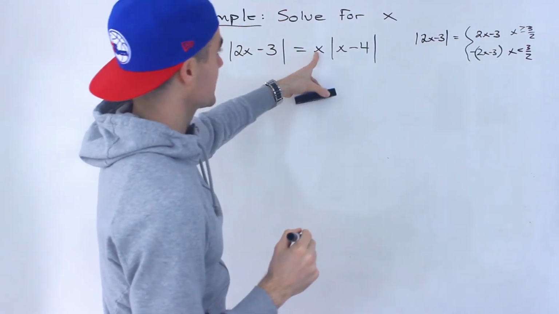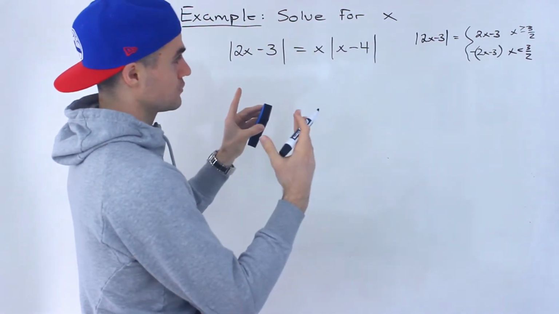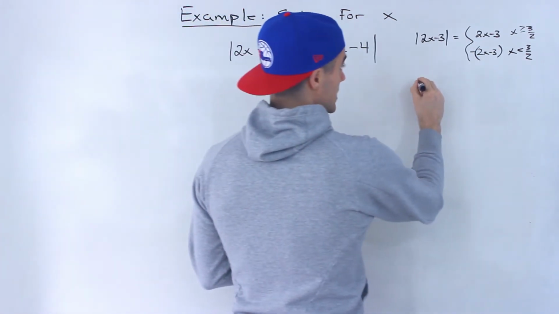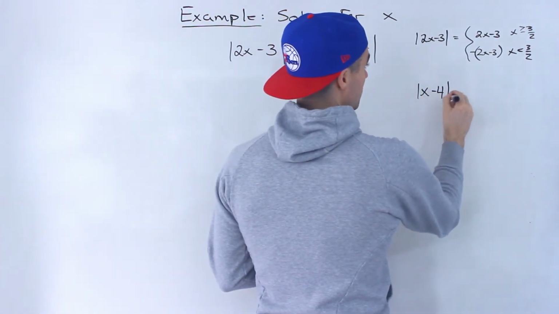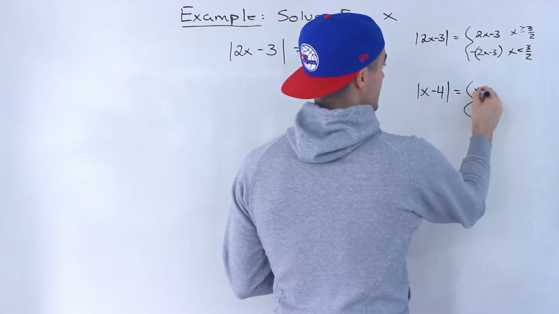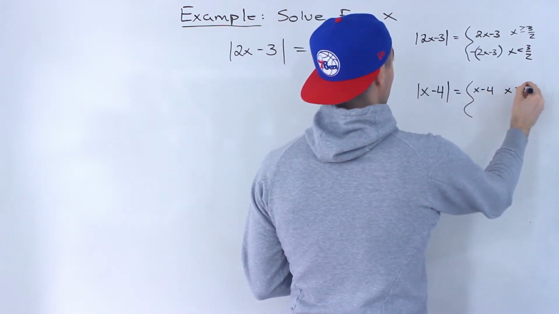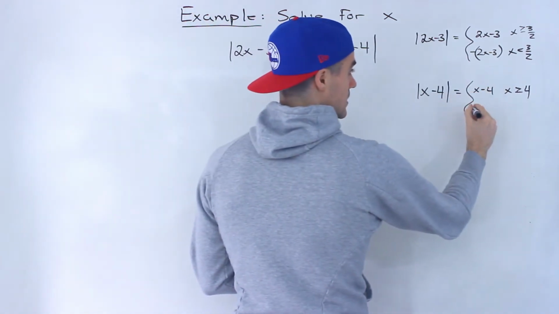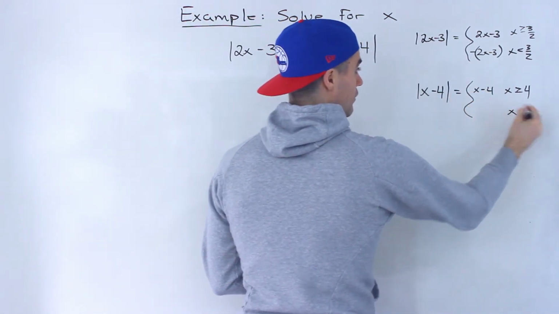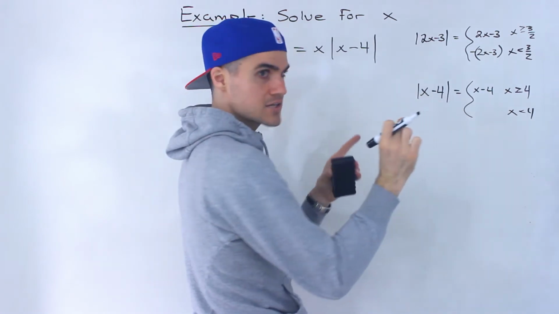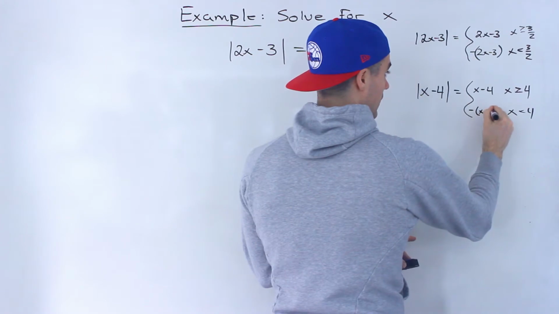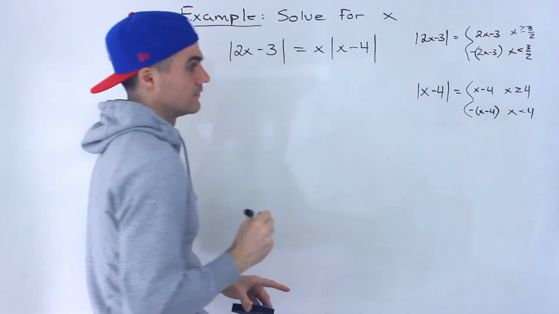And then this x we don't have to worry about because it's not within an absolute value. But this absolute value of x minus 4, we have to do the same thing. This stays as x minus 4 as long as x is greater than or equal to 4, then it's positive and stays as is. But if it's less than 4, the expression within the absolute value is negative, so to turn it into a positive, we multiply it by -1.